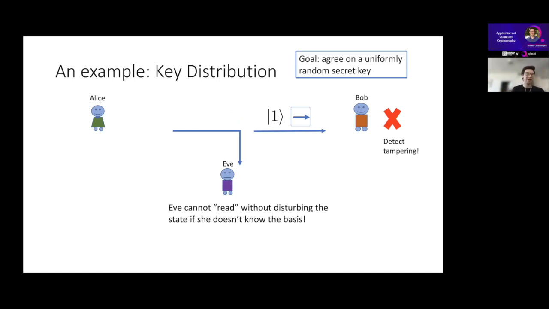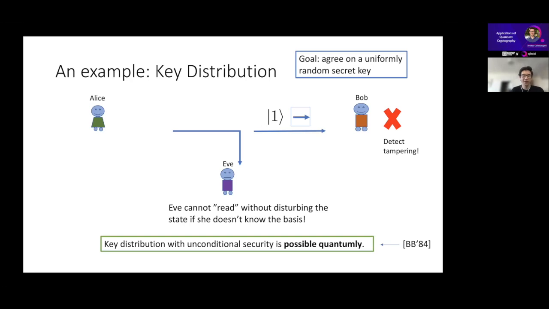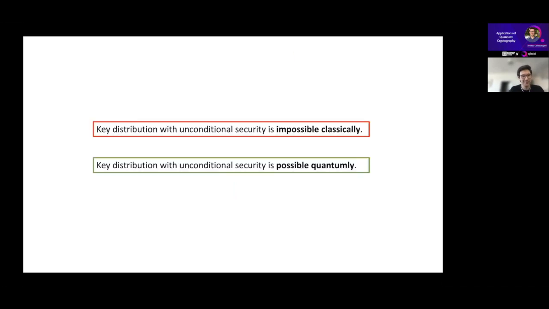If they detect tampering, they abort the protocol. Otherwise, they're confident that Eve did not gain any information from the qubits passing along. And so one can use this idea to obtain a protocol for key distribution with unconditional security, actually, in the quantum world. And this is something that was known already in 1984 from a protocol of Bennett and Brassard. So there's a stark contrast between the quantum and the classical world for this particular task.